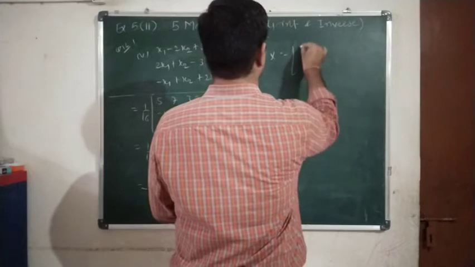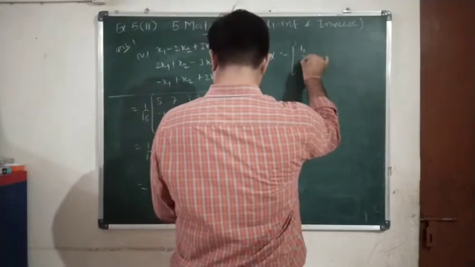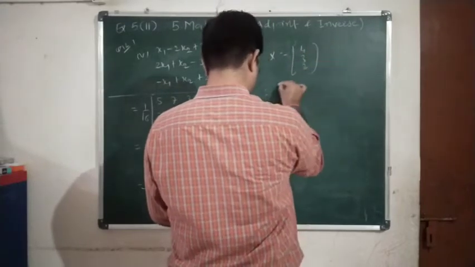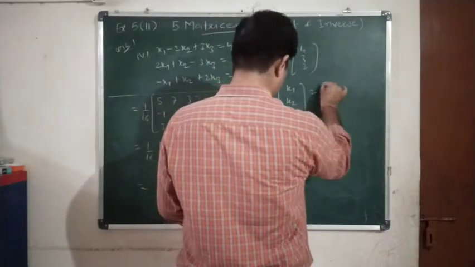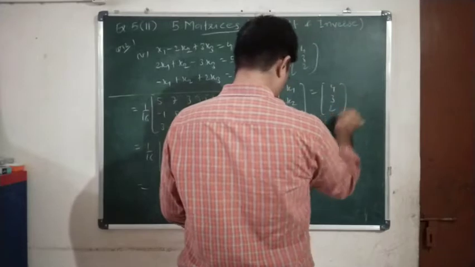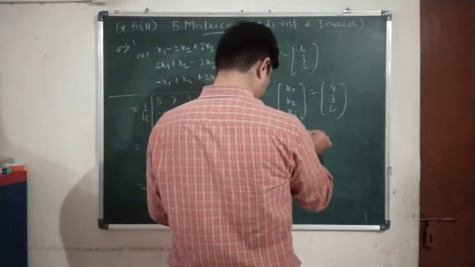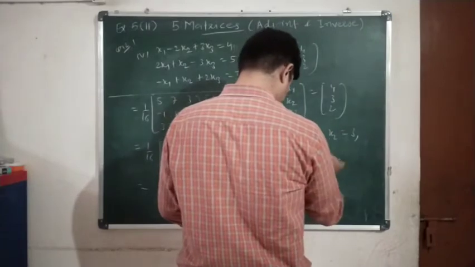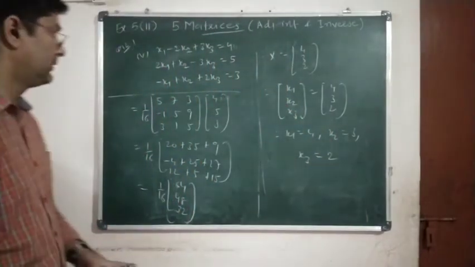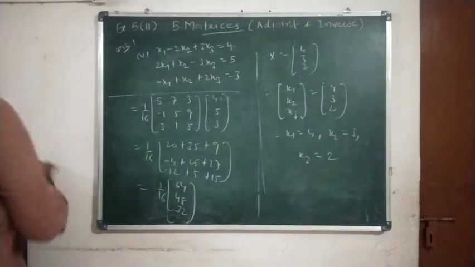x is equal to 4, 3, 2, and therefore x1, x2, x3 is equal to 4, 3, 2. Therefore x1 is 4, x2 is 3 and x3 is 2. Clear? So this question is also over.